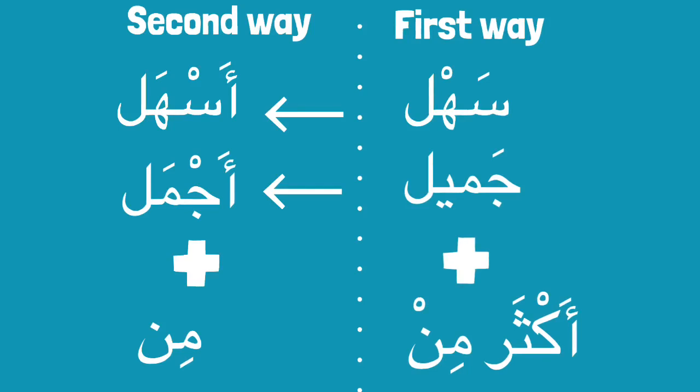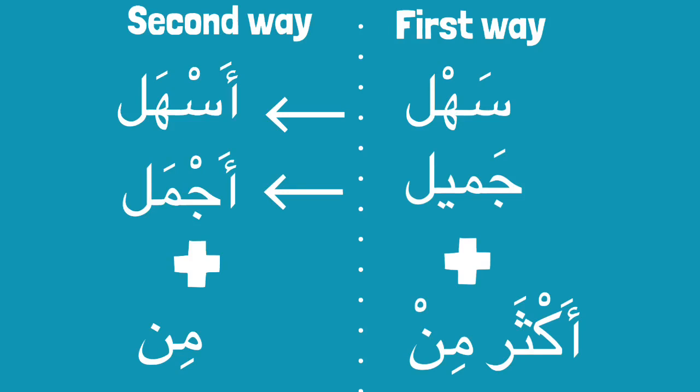We have two adjectives, سهل and جميل. سهل means easy and جميل means beautiful. Now, this is for male. If it's female, it's going to be سهلة, adding a تاء مربوطة, and جميلة, also adding a تاء مربوطة. So basically, the rule of the first way is just to put the adjective and add أكثر من.